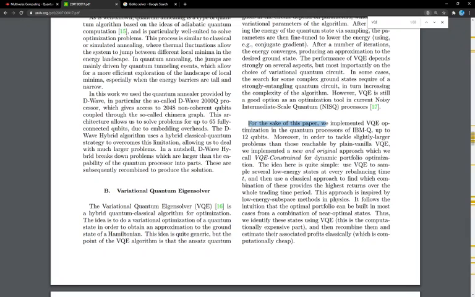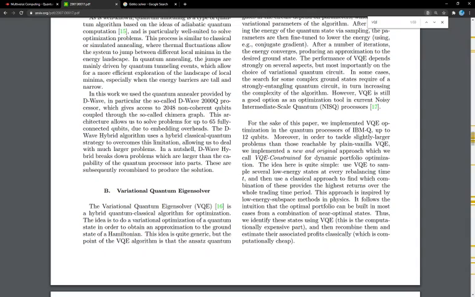For the sake of this paper, we implemented VQE optimization in the quantum processor of an IBM Q up to 12 qubits. Moreover, in order to tackle slightly larger problems than those reachable by plain vanilla VQE, we implemented a new and original approach. That's what I'm looking for. New and original approach, which we call VQE constrained. Okay, I'm curious now. So what is this new and original approach?